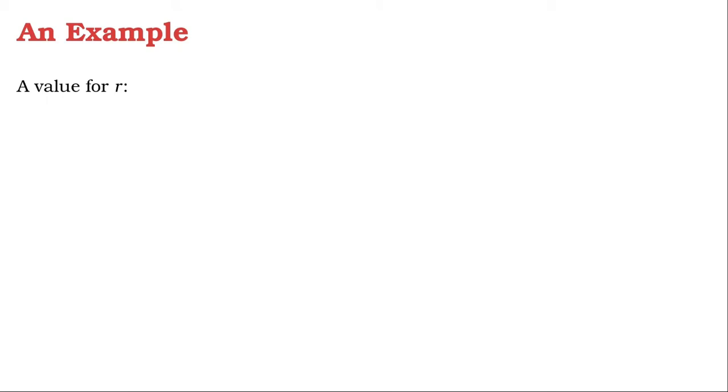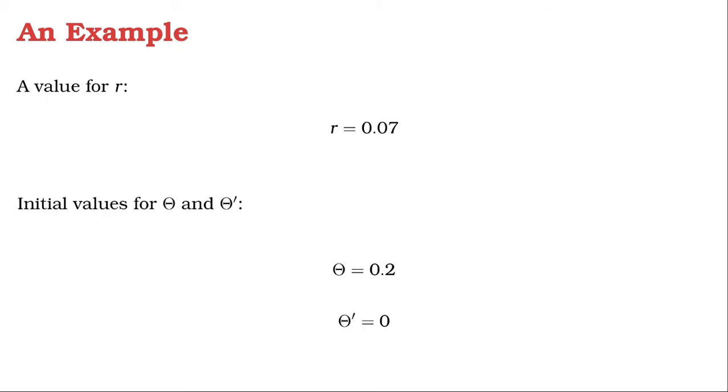We also need a value for r. This time we'll just let it equal a constant. These are our initial values for cap theta and cap theta prime. Since cap theta is 0.2 and cap theta prime is 0, that means that we would be releasing the bird at a near vertical position.